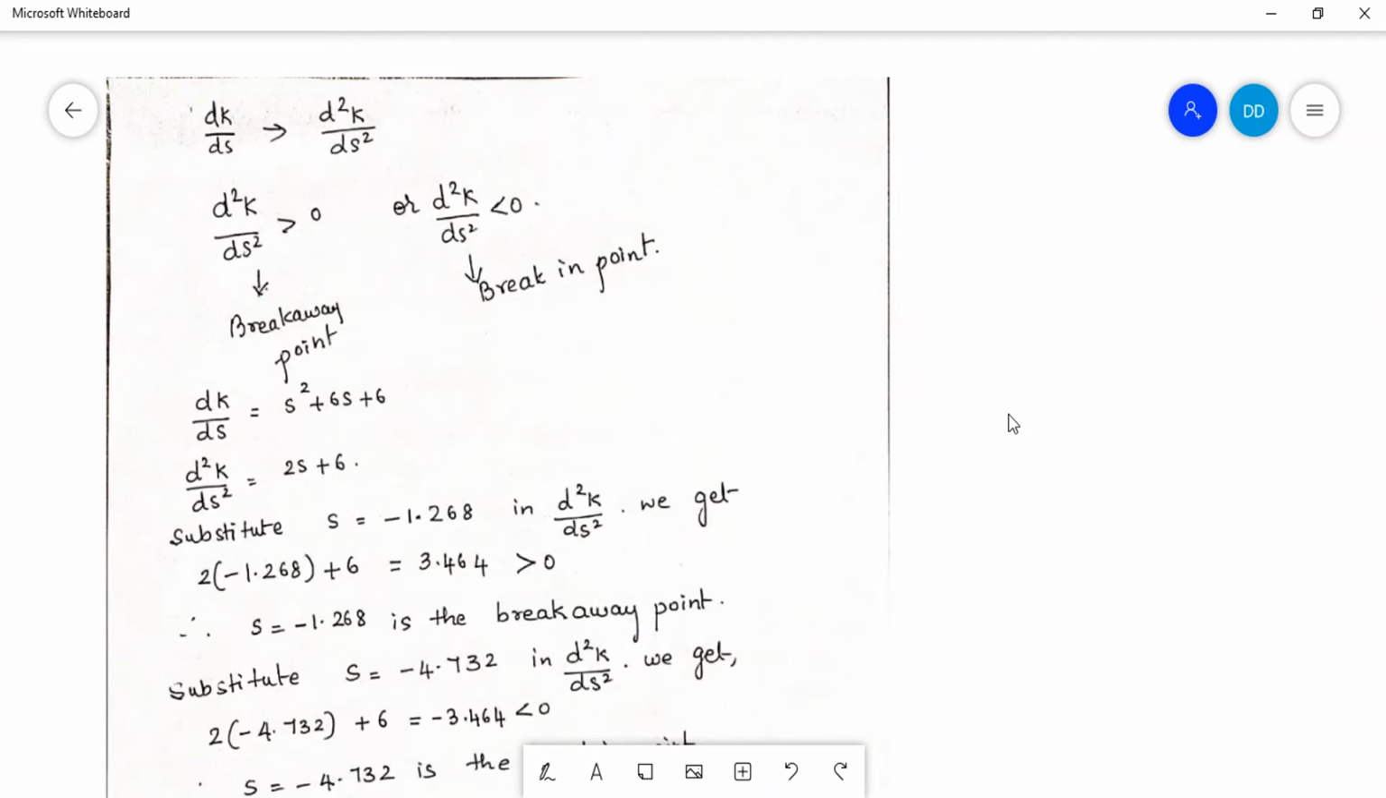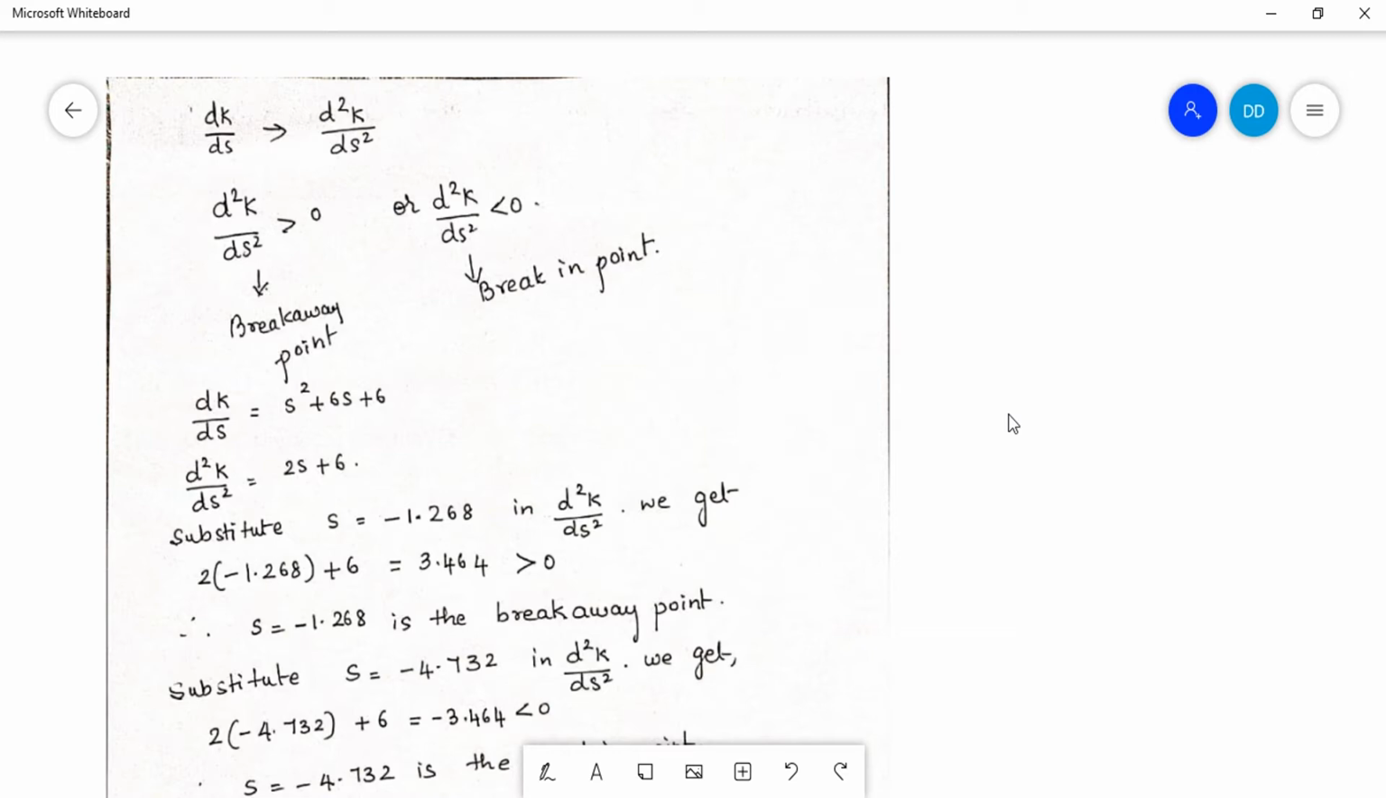Again, dk by ds we need to differentiate, for which we get d square k by ds square. If d square k by ds square is greater than 0, it is a breakaway point. If it is less than 0, it is a break-in point. So for that, we consider dk by ds, differentiate it, we get 2s plus 6.